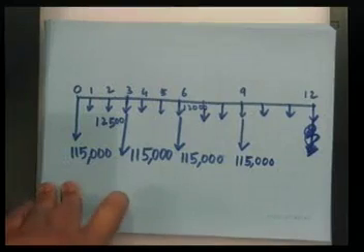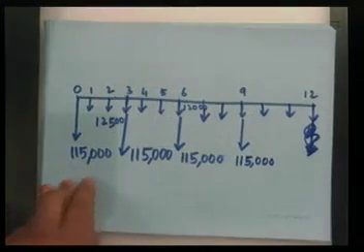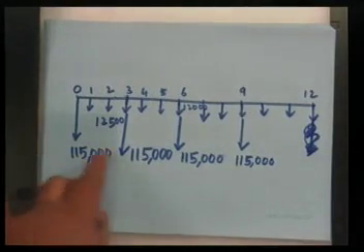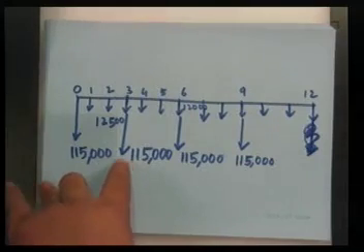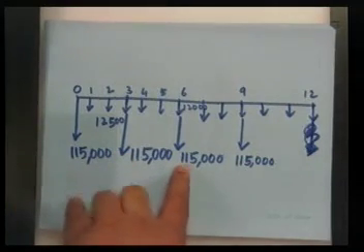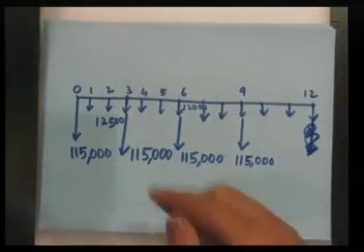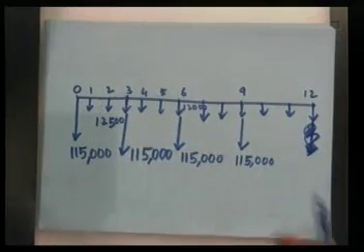So, what you find is that the 115,000 initial investment, you are putting it at end of year 0, end of year 3, end of year 6, end of year 9. So, 4 times, whereas this 12,500 is continuing throughout the 12-year period, every year.